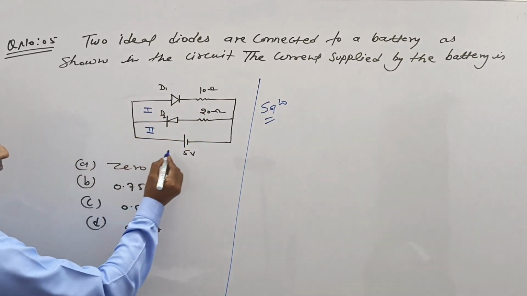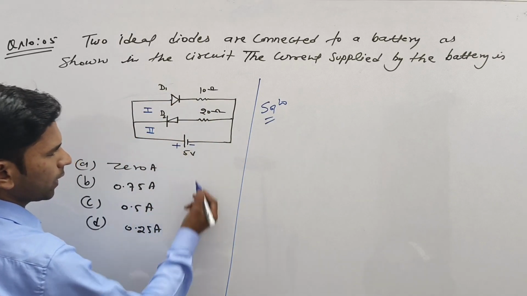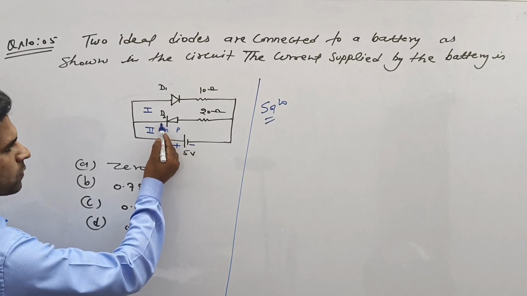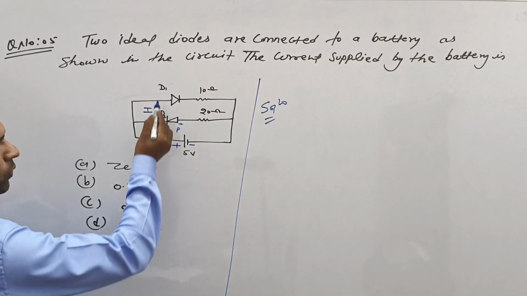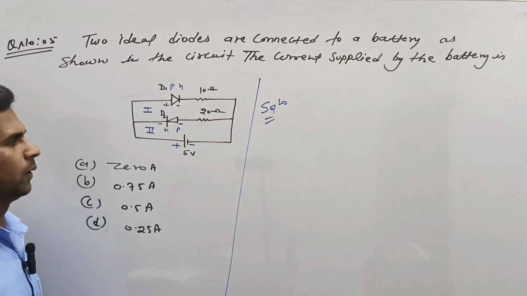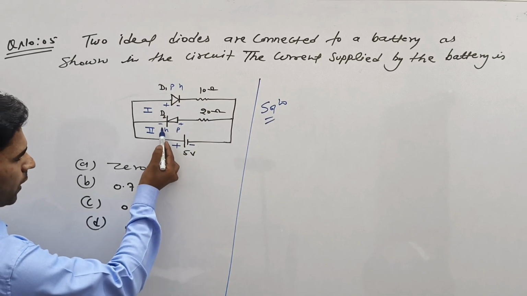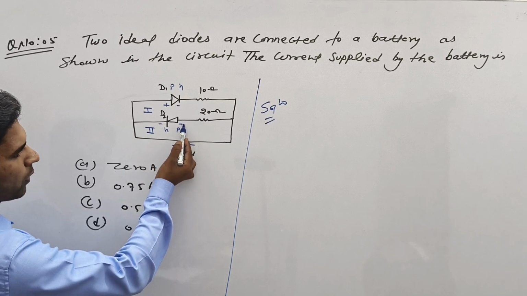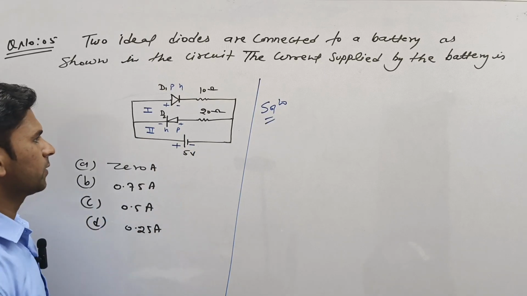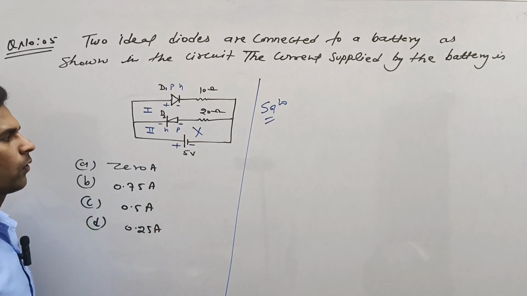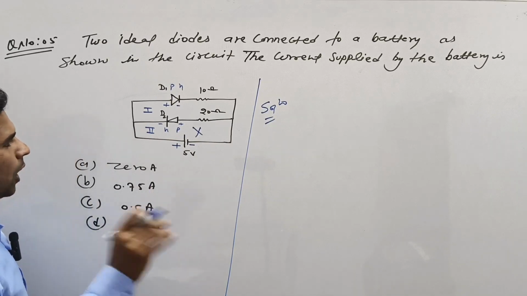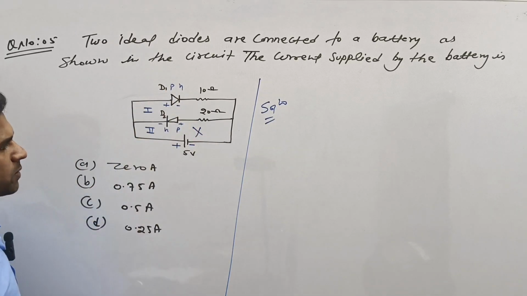Now this diode is a PN junction diode. This side is P and this side is N, so this one has a positive terminal and this one has a negative terminal. Now you can check: negative is connected with positive and positive is connected with negative, so it is the reverse biasing situation. So current will not flow in this loop. Okay, yes or no? Now I am checking the first loop.